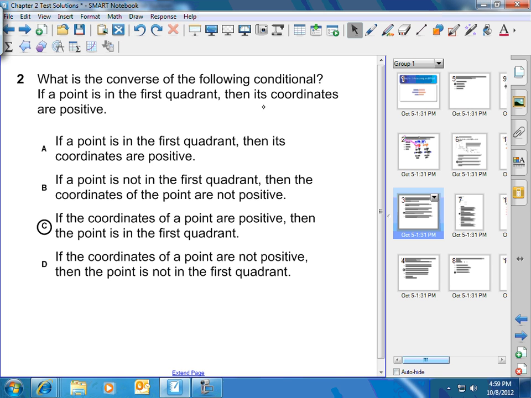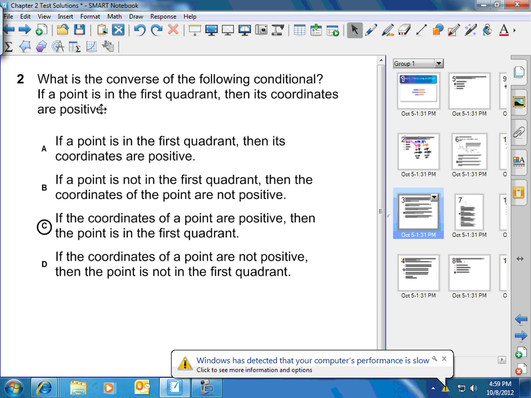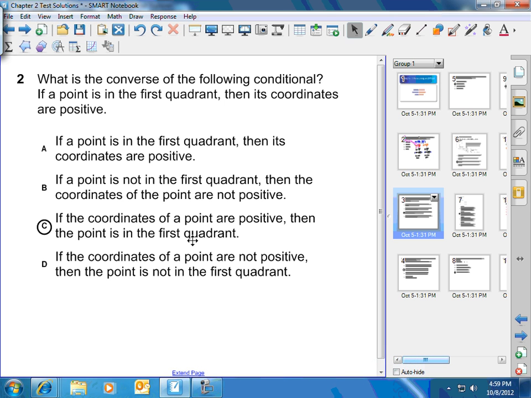So we would say if the coordinates of a point, we need to keep our subject. If the coordinates of a point are positive, then the point is in the first quadrant. Okay, that is the converse of your original statement.